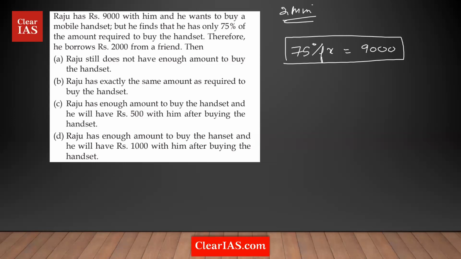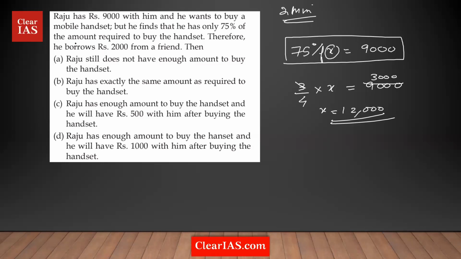So let's say X is equal to this one. You need to find X here. 75% is nothing but 3 by 4, right? 3 by 4 into X is equal to 9,000. Or you can simplify here. This is nothing but 3,000, or X is equal to 3 into 4, which is 12,000. So 12,000 is the total cost of the mobile phone.